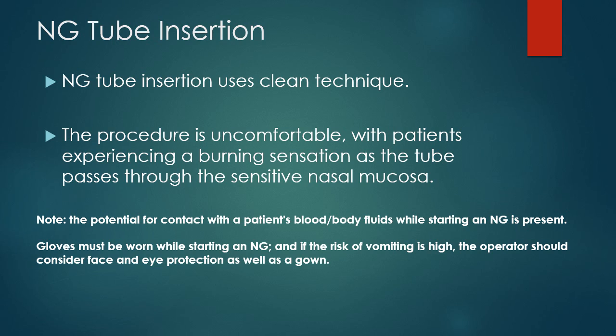It's really important to note that there is a potential for contact with the patient's blood or body fluids when starting an NG. So gloves must be worn at all times, and there is a high risk of vomiting. So the nurse should consider face and eye protection as well as a gown. Because the tube is going in the back of the throat, it's going to initiate a gag reflex, and this is often associated with vomiting.